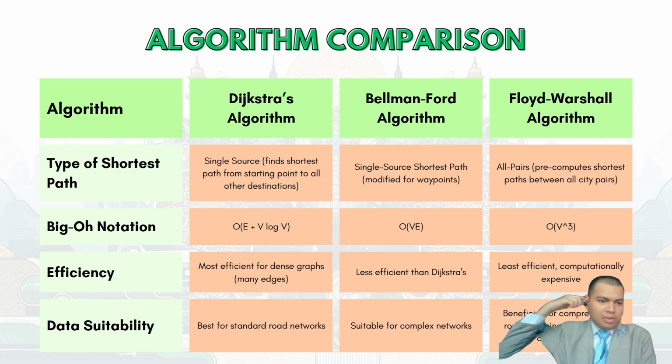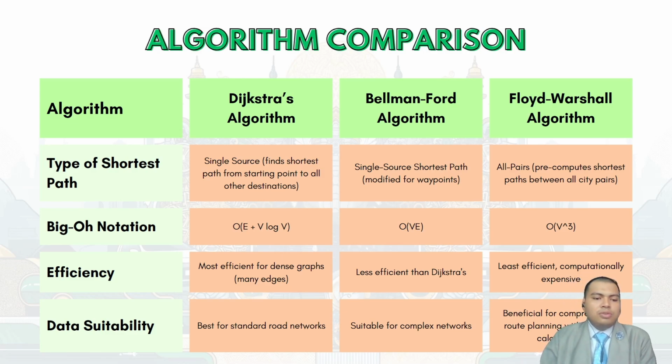In terms of big O notation, for Dijkstra it is O(E + V log V). For Bellman-Ford it is O(VE), and for Floyd-Warshall it is O(V^3). Next, for efficiency, Dijkstra is the most efficient for dense graphs with many edges. Bellman-Ford is less efficient than Dijkstra, and Floyd-Warshall is the least efficient, computationally expensive.